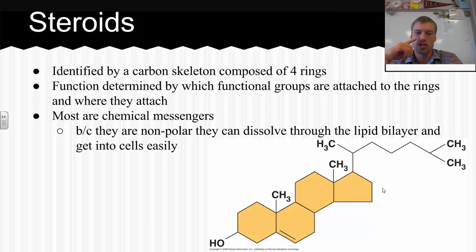Most steroids are chemical messengers, and that's because they are nonpolar, right? There's not a lot of polarity here, and therefore they can easily dissolve across that lipid bilayer. So they're able to move across the lipid bilayer and get into cells easily, and therefore they can carry out their function relatively easily. This is why steroids are very high impact drugs. Whether you're taking a steroid for some sort of inflammation, or whether you're taking a steroid to buff up, things like that. Steroids are high impact because they can very easily get into cells, and they can easily get into the DNA and help it change expression, or whatever it is that they're doing. They're able to carry out a lot of functions.